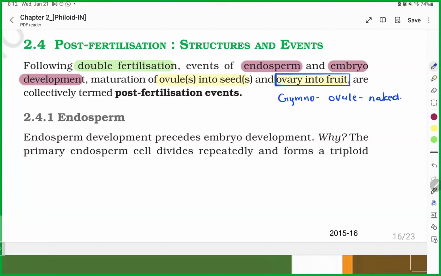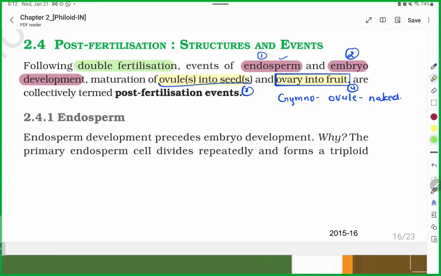So all these events are post fertilization, and a question can be asked: what are the components that happen in the post fertilization event? Endosperm 1, embryo development 2, ovule convert into seed 3, and ovary into fruit 4. And this is what we'll study in this chapter.